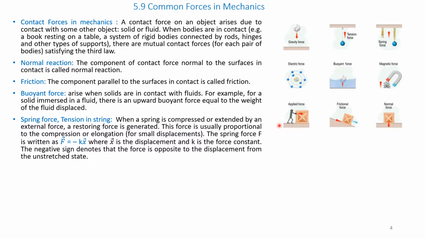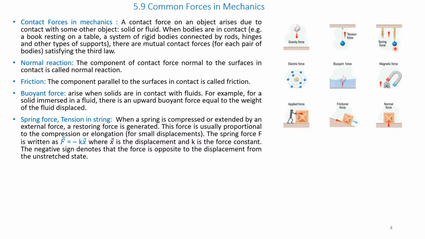Spring force and tension in the string are two other types of forces. When a spring is compressed or extended, here the spring is extended. So a weight is hung, the spring is fixed to the ceiling, and the object is hung on the other side of the spring. A restoring force is generated. This force is usually proportional to the compression or elongation for a small displacement. So you see, when a body is hung, there is a small displacement.